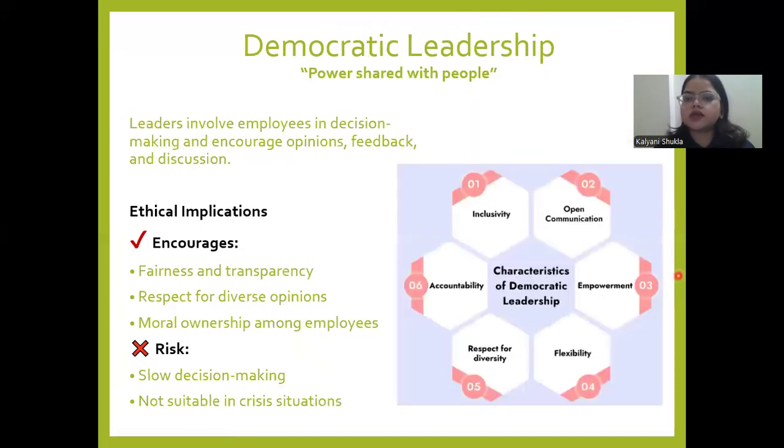Let's jump on to our second leadership style, that is democratic leadership. Democratic leadership is vastly used in today's arena. It says that power is shared by the people. Democratic always says of the people, by the people, for the people. This is the power where leaders say that we are open for discussions, open for opinions and feedback, and on that basis we will come to the conclusion. So of course it has its own encouragement and risk as well.